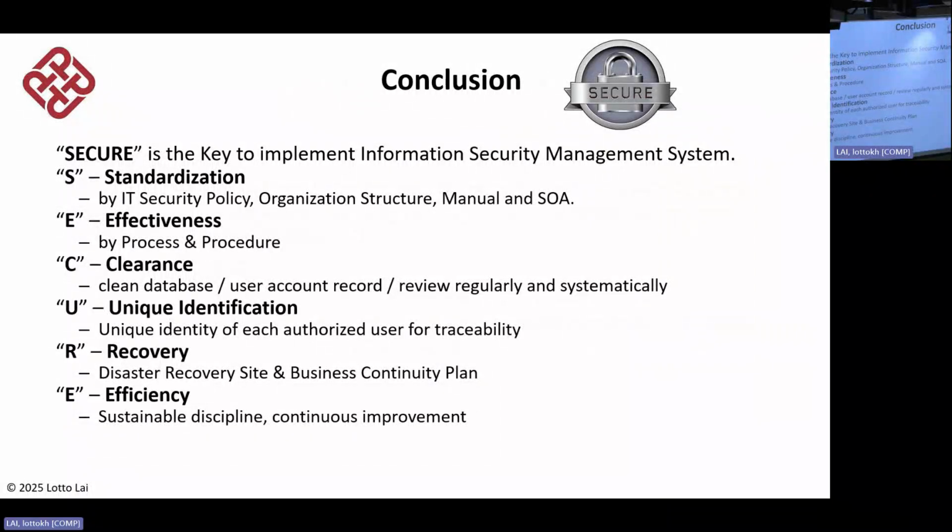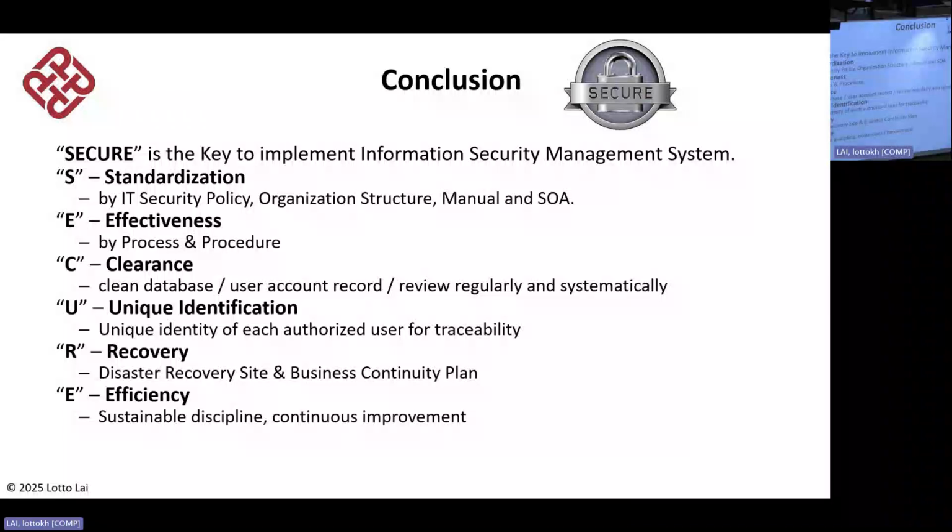Finally, I conclude using the term SEURE to conclude this project. SEURE is a key to implement an information security management system. It is good to remember. First, you need to have standardization: IT security policy, organization structure, manual, and SOA, a statement of applicability. This standardization is the first S.